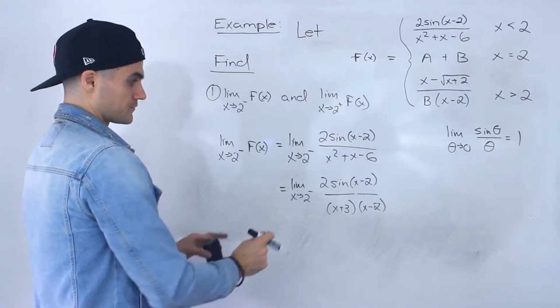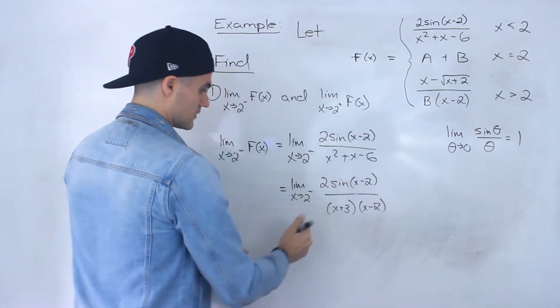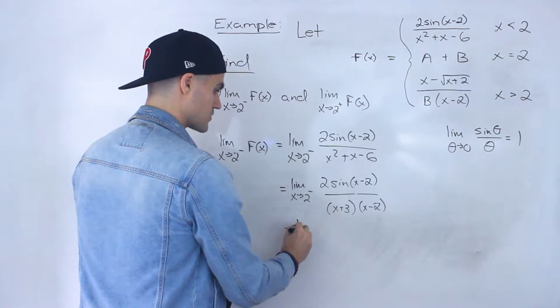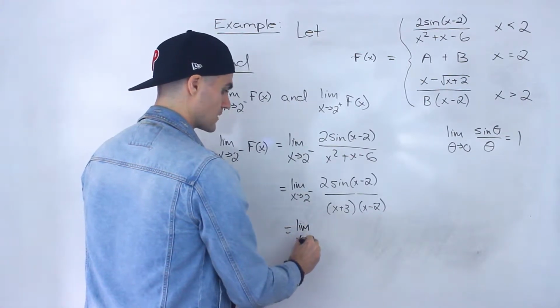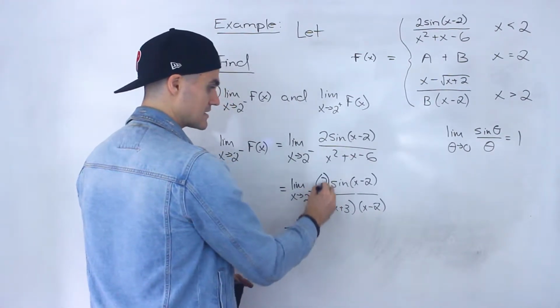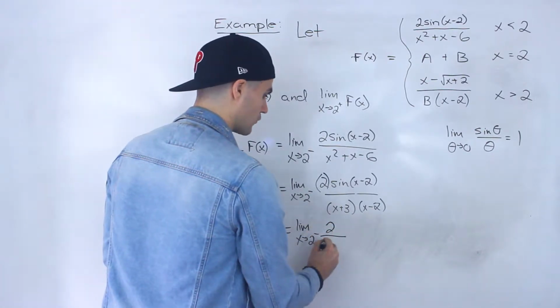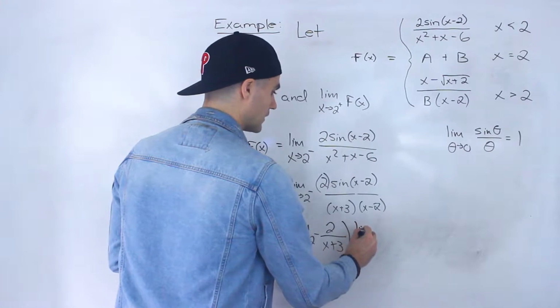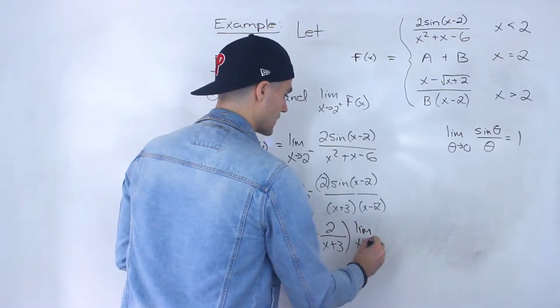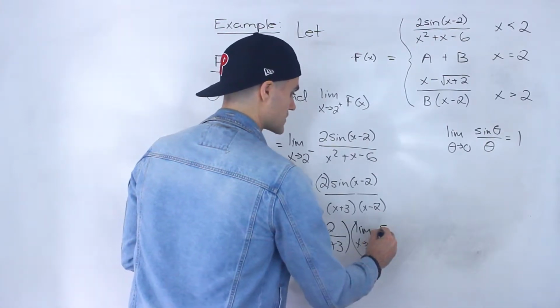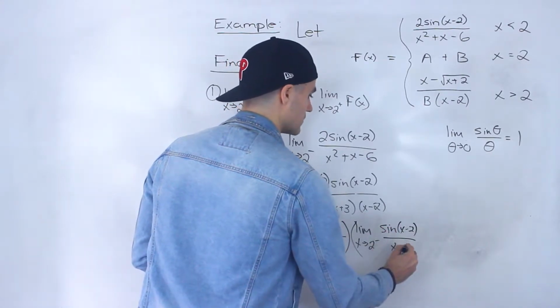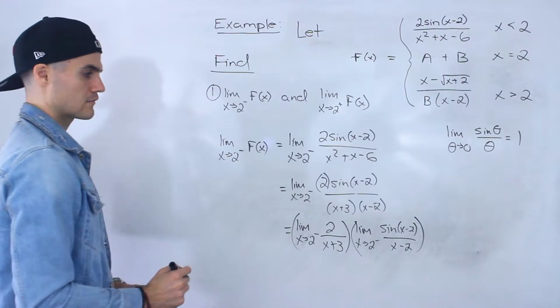And so what we can do here is split up this limit into two expressions. So I'm going to say the limit as x approaches 2 from the negative side of, I'm going to take this 2 and put it over the x plus 3. So that's going to be one limit. And then I'm going to have the limit as x approaches 2 from the negative side of sine of (x minus 2) over (x minus 2). Like that.